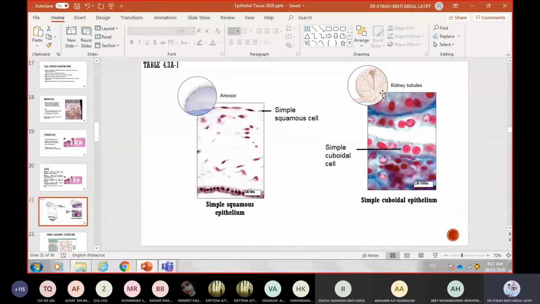However, if you see, for example, here in the kidney tubules, you can see cuboid shape epithelium because of the shape, and simple because only one cell layer thick. This is not the epithelium, only this layer here, so only one cell layer thick. So it is called simple because one cell layer, and cuboidal because of the cuboid shape. So simple squamous and simple cuboidal epithelium.